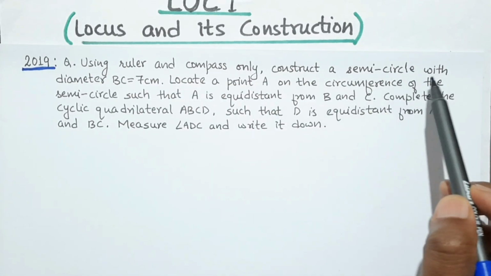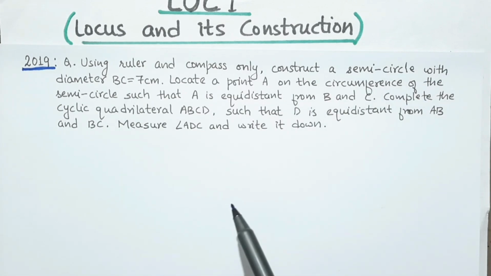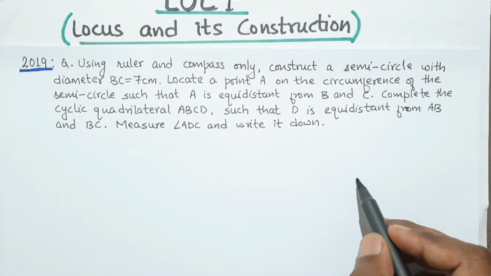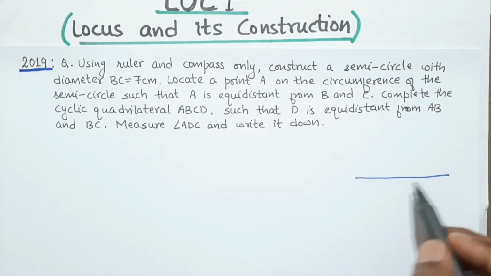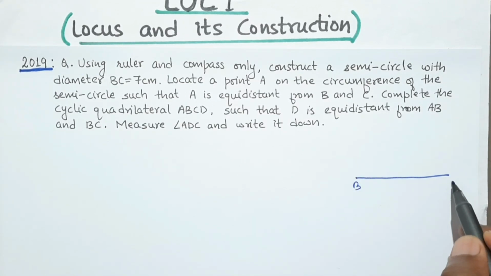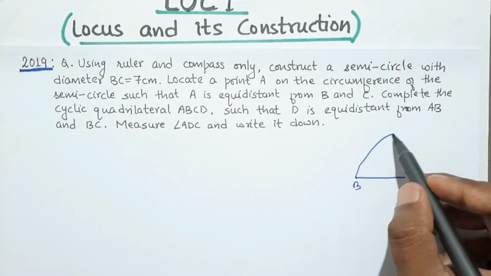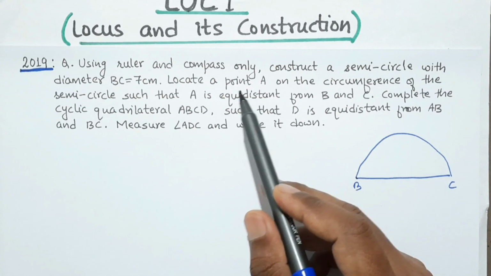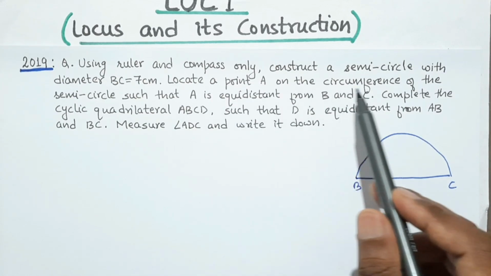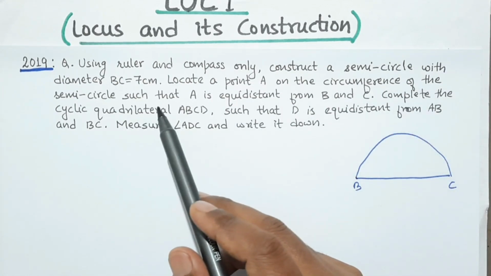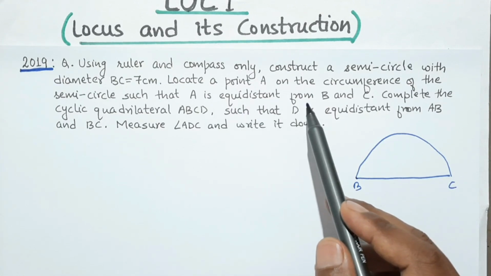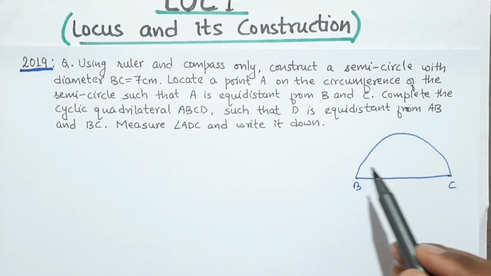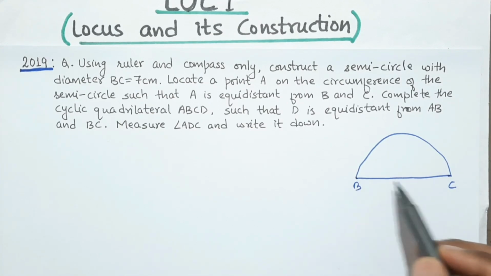Construct a semicircle with the diameter BC equal to 7 centimeter. That means first we are going to draw a diameter BC of 7 centimeter, and from here we are going to construct a semicircle. Locate a point A on the circumference of the semicircle such that A is equidistant from B and C. That means our locus is equidistant from 2 points B and C.